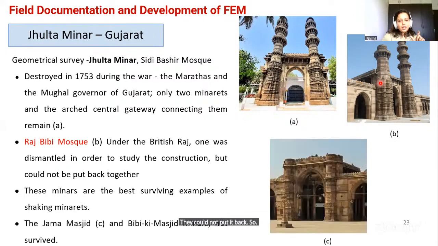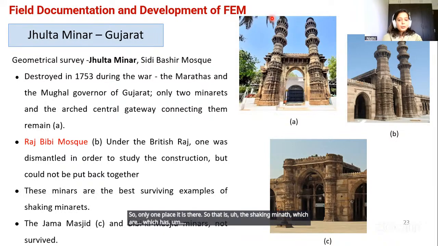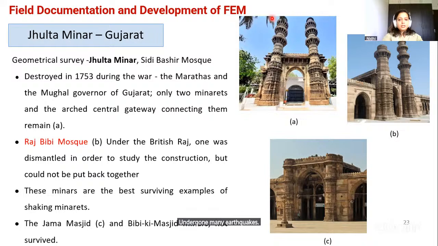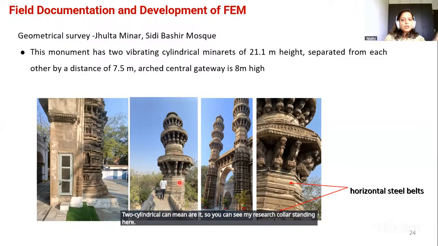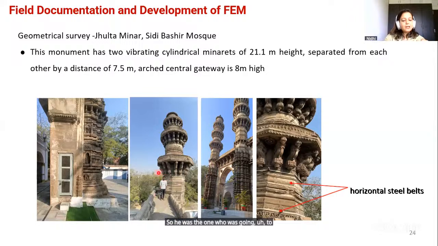So now, this is the one. Only one place is there. These are the shaking minarets, which have undergone many earthquakes and are still there. When we went and took the data at the Jhulta Minar at Sidi Bashir Mosque, this monument has two vibrating cylindrical minarets. You can see two cylindrical minarets, and my research scholar standing here. He was the one who was going to take the readings.